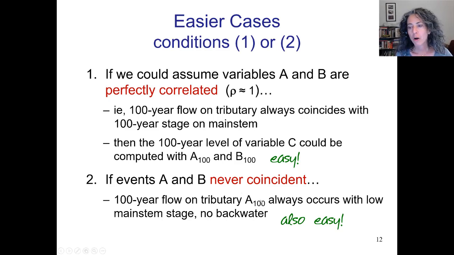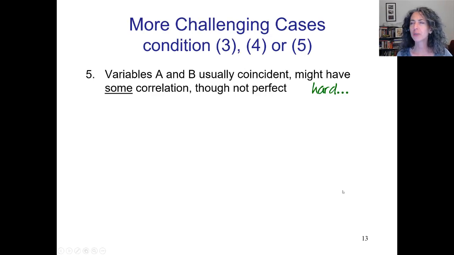Right, so maybe the 100-year flow on the tributary always occurs with a low main stem stage, no backwater, and that actually then has gone back to a single variable problem, right? Not multivariate, because we don't care what happens at B, right? So this is also easy. I'm just going to transform flow at A to stage at C. Right, we have to do a little bit more work with our other 3 conditions.